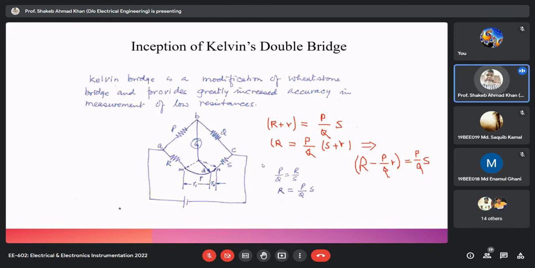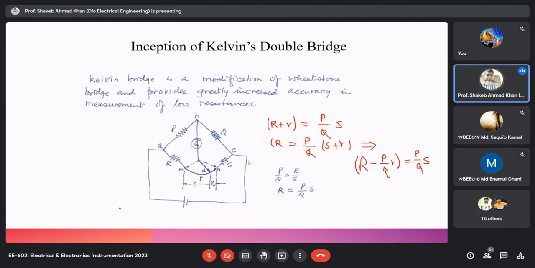And any method which does not address this issue will not fetch you the correct, accurate measurement as far as low resistance measurement is concerned. Now we are trying to modify the Wheatstone bridge. What should we do so that lead and contact resistance can be taken care of? And here you can see that we tried it on the last turn. I explained it in detail.